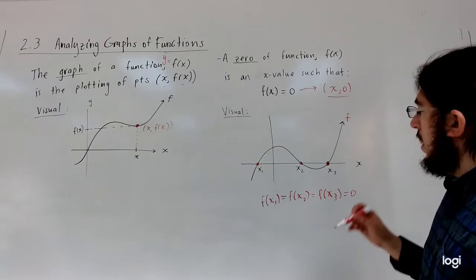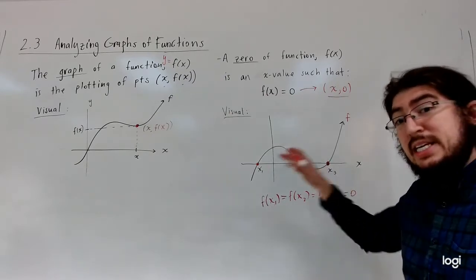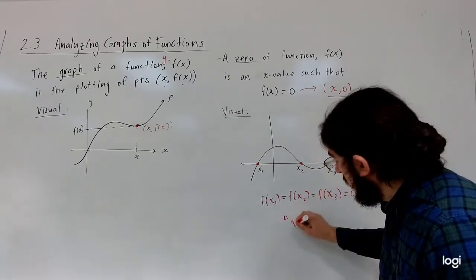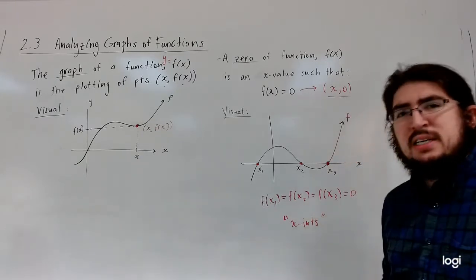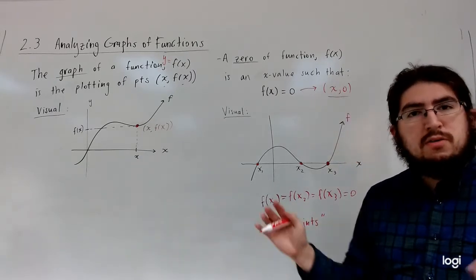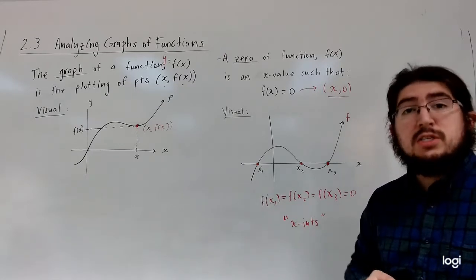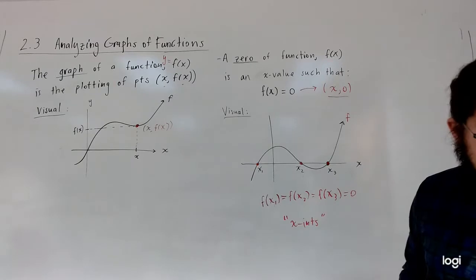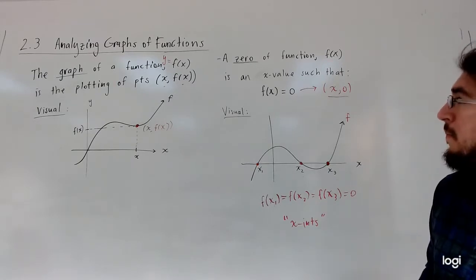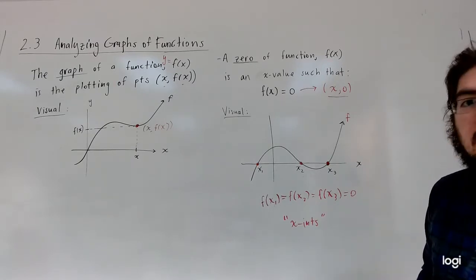Good. Also, what's nice to see here is that these are just x-intercepts. So if you wanted to visually find the zeros of a function, we can actually just graph the function and look for the x-intercepts. And the x values of those x-intercepts are the zeros. So we'll see some examples of that right now. Let's see what we have in store.